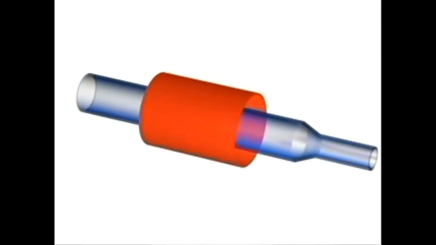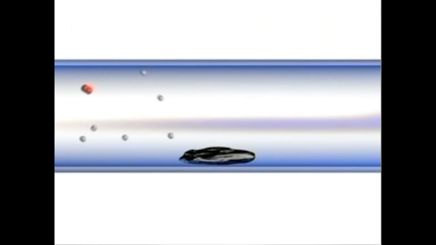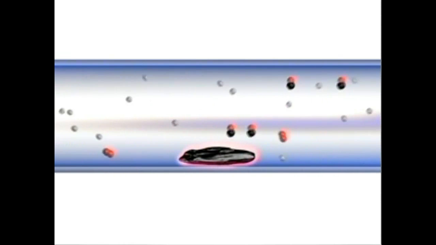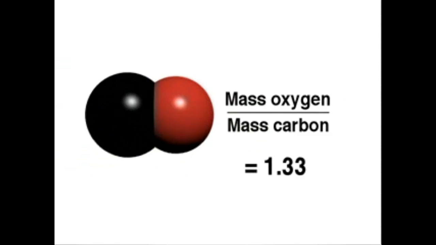When carbon is heated in a stream of gas containing oxygen mixed with a non-reactive gas, it is oxidized. When there is little oxygen present in the gas stream, the principal product of the oxidation is carbon monoxide. Analysis of carbon monoxide shows that the mass ratio of oxygen to carbon is 1.33.